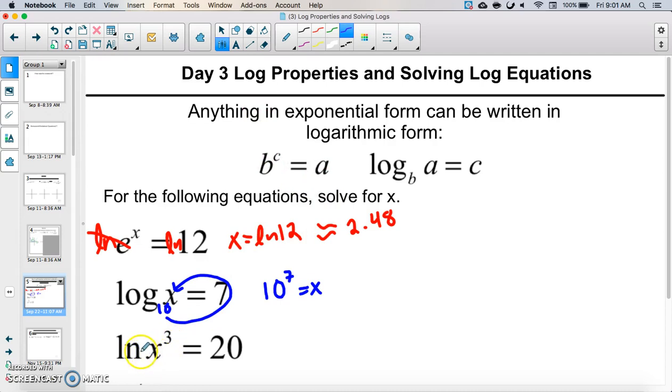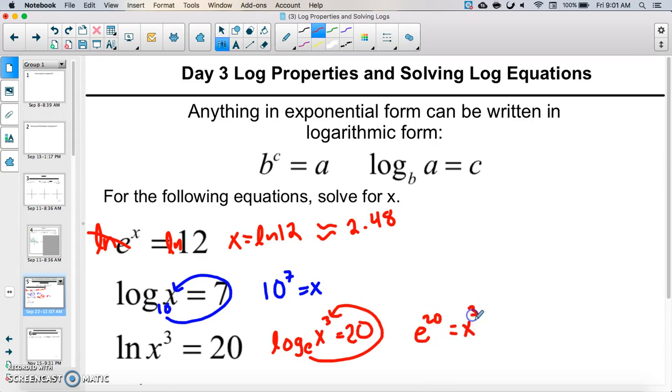The next one, getting rid of that natural log. So if I rewrote this, I could rewrite it as log base e of x cubed equals 20. So using that arrow trick again, e raised to the 20th power gives me x cubed. And then to get rid of that cubed, I can just take the cube root of both sides. So in your calculator, you could either type that in, or we could just leave it as x equals the cube root of e to the 20th power if you didn't have a calculator.